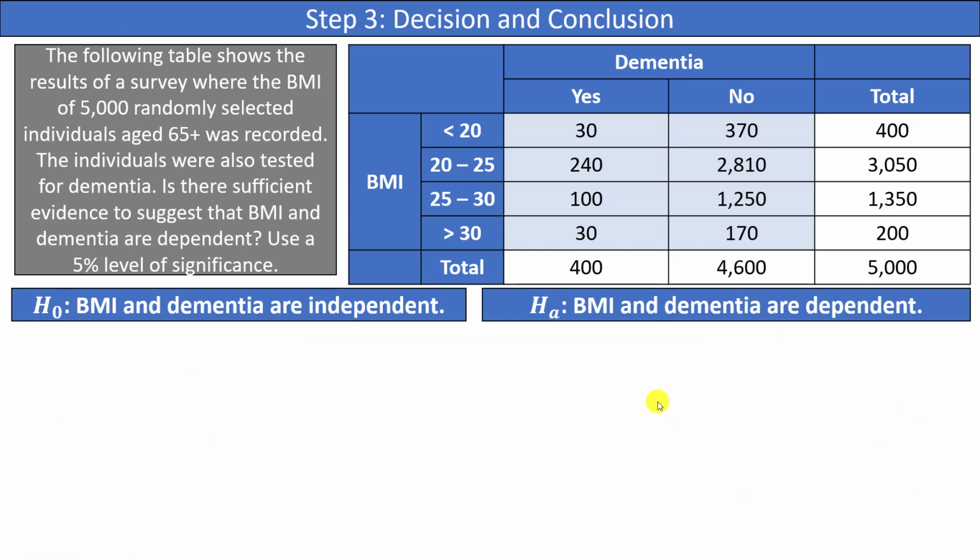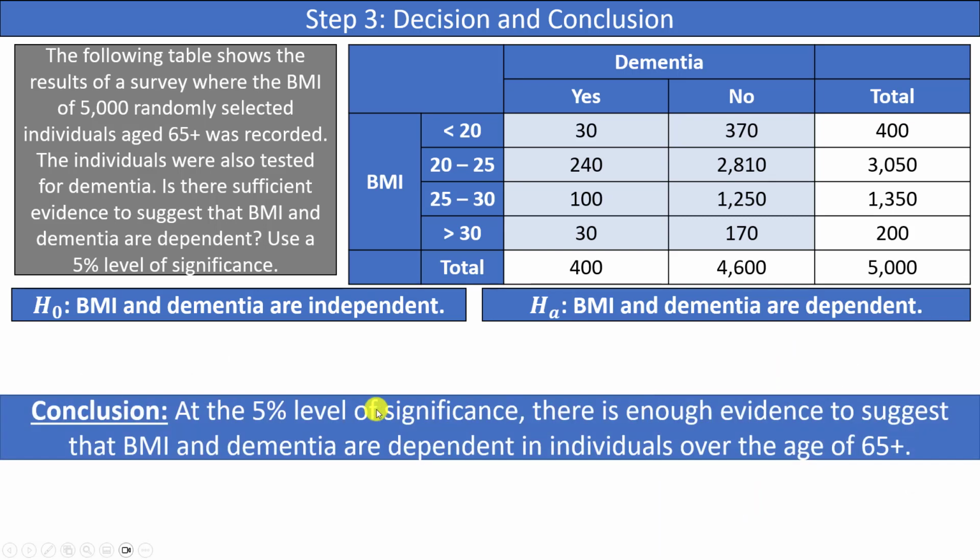So we can go ahead and write our conclusion. Our conclusion is going to be that at the 5% level of significance, there is enough evidence, since we rejected our null hypothesis, to suggest that BMI and dementia are dependent for these individuals who are over the age of 65. And this is not just a conclusion based on the individuals in this table. This would be a conclusion based on the greater population, not just the ones that we've drawn from. Hypothesis testing relates to the population and not just the sample.